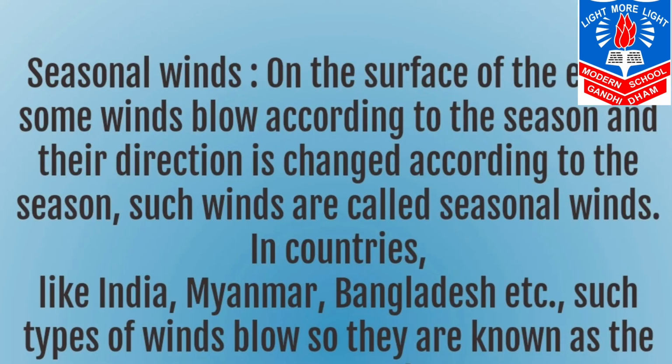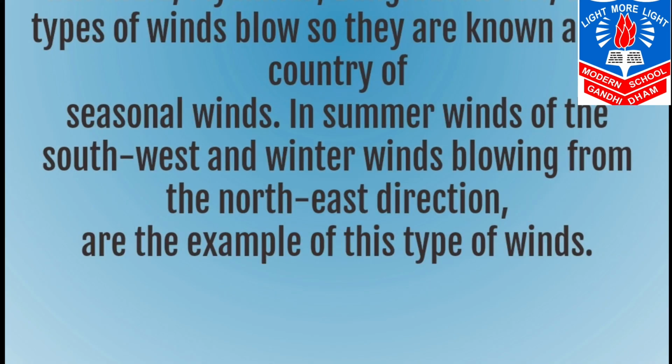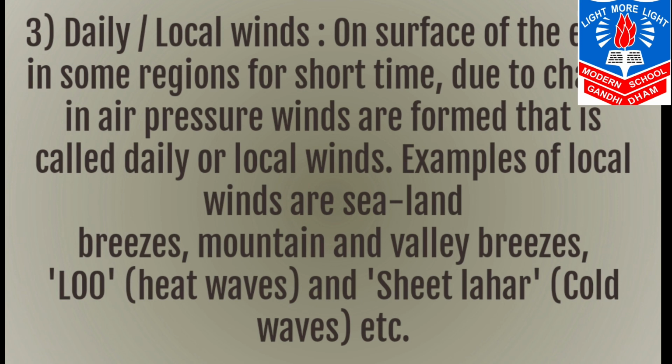Let us move to the next type of wind, that is seasonal winds. So on the surface of the earth some winds blow according to the season and the direction is changed according to the season. Such winds are called seasonal winds. In countries like India, Myanmar, Bangladesh, etc., such type of winds blow, so they are known as the countries of seasonal winds. Now in summer, winds of southwest, and in winter wind blowing from northwest direction, are the example of this type of winds.